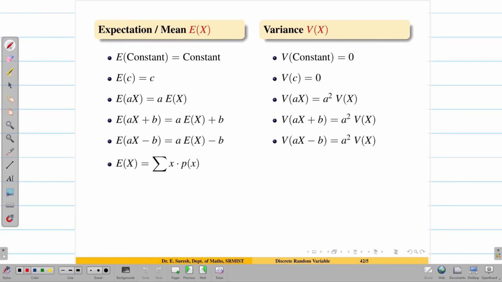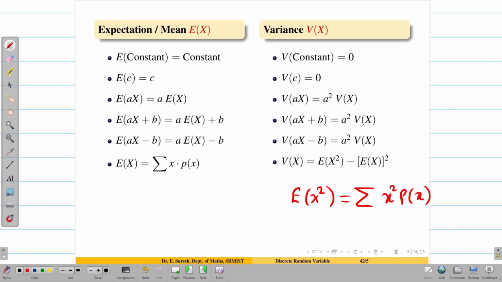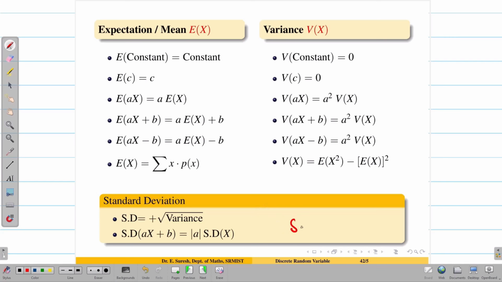You can see this. So E of x formula once again: summation x into probability of x. And variance of x formula is E of x square minus E of x whole square. For this we need E of x square, which is nothing but summation x square into probability of x. So standard deviation of ax plus b is simply modulus of a into standard deviation of x, because standard deviation is the positive square root of variance.